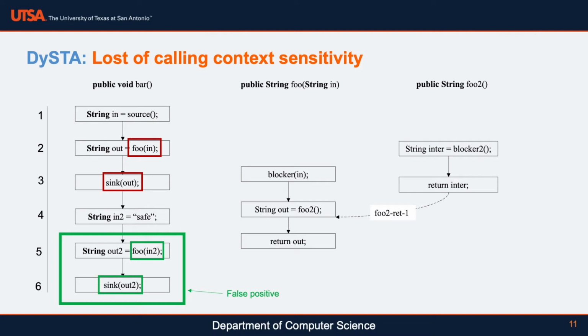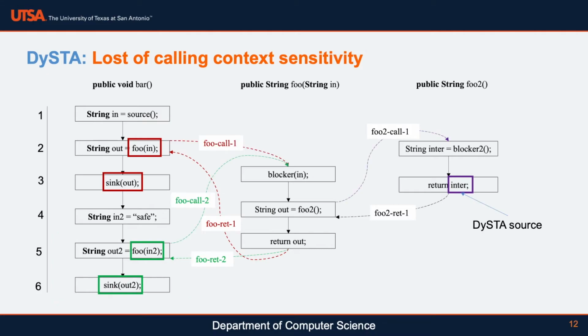The reason for this false positive is that when we applied the intermediate source to static analysis, we didn't consider its context. So when the return value here becomes the source, it will flow back to both line 2 and line 5.